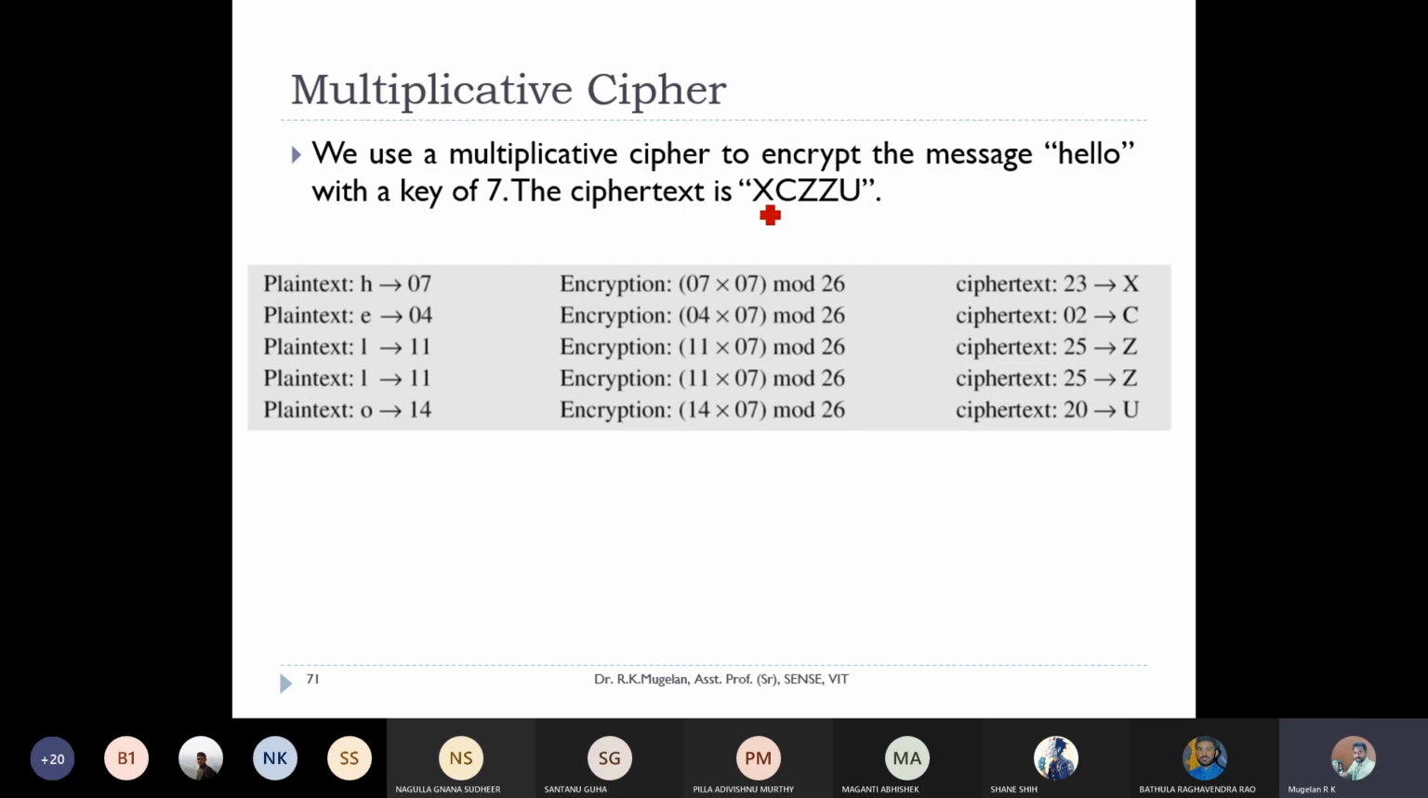So generally, for example, here we have the message hello as a plain text, and the key is 7. So here we'll be getting 7 into 7, so we'll be getting 49 mod 26. So 49 mod 26, what will be the answer? You can use the chat box. It's not 13 actually. You have the answer in the slide itself.